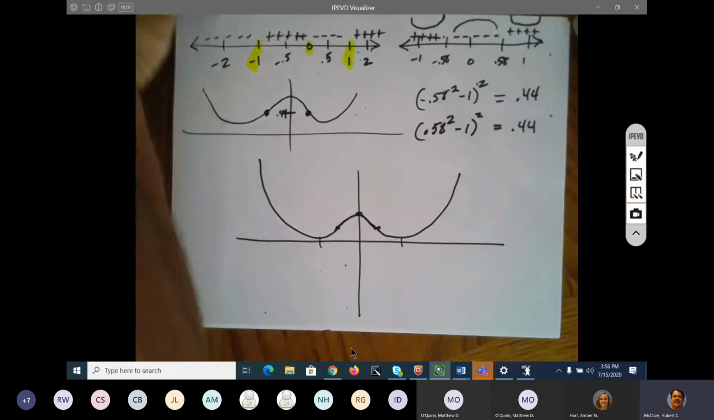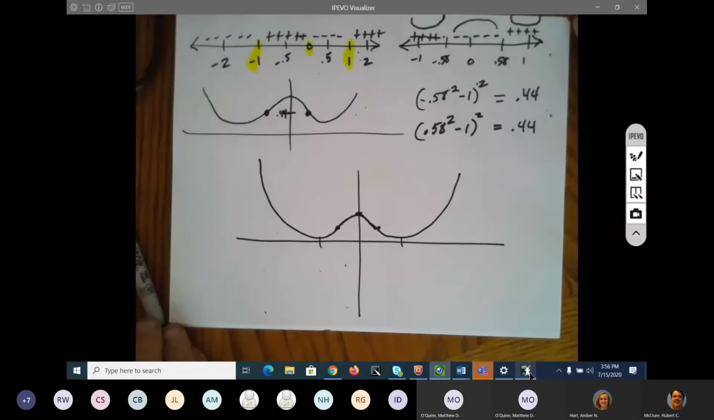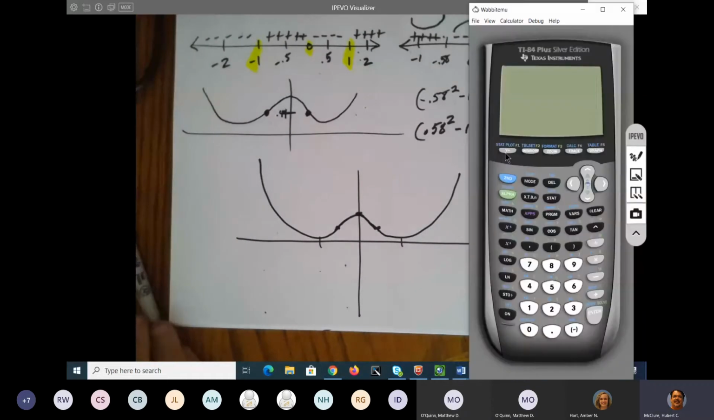So let's take our handy dandy calculator. Y is equal to x squared minus 1. So parentheses. Turn the thing on, Hubert. Y is equal to parentheses x squared minus 1 raised to the second power. I hate these things. Delete, delete, delete, delete. And there, now it goes backwards. Now it goes backwards again.